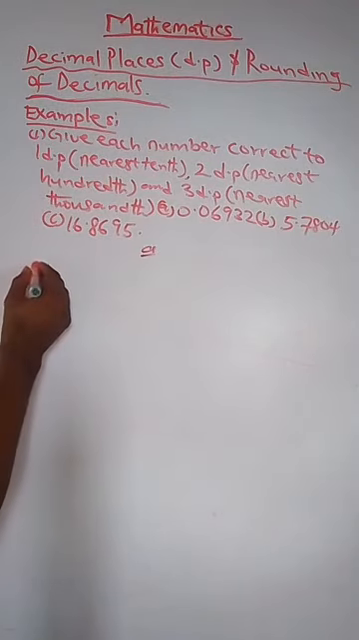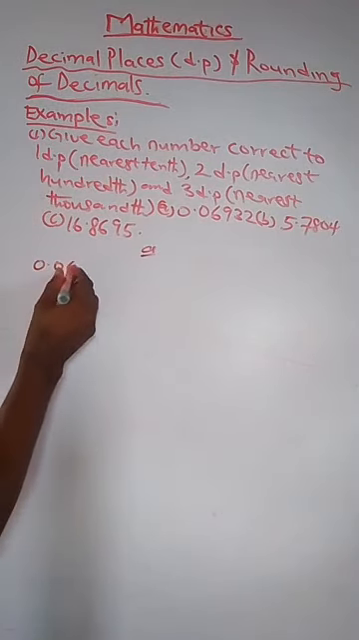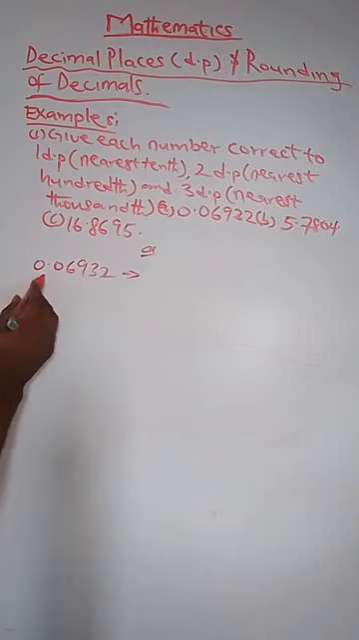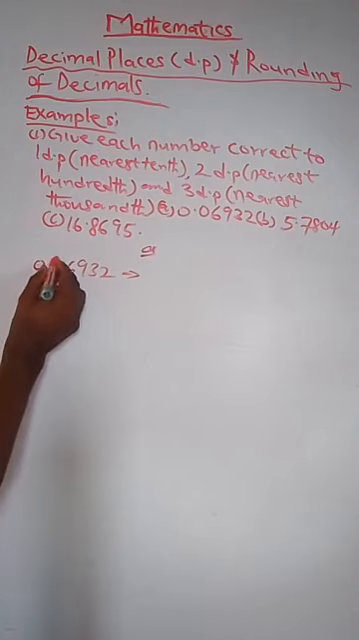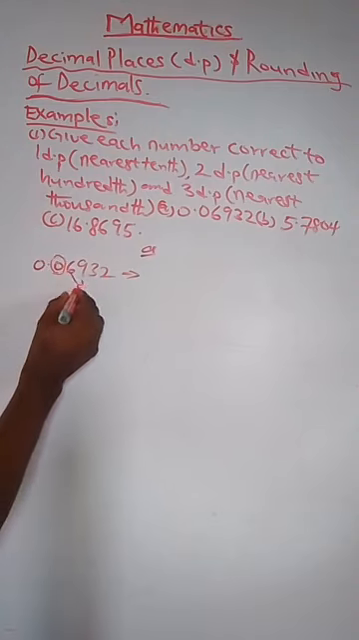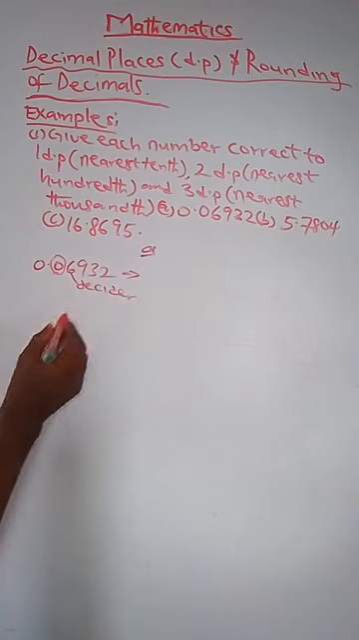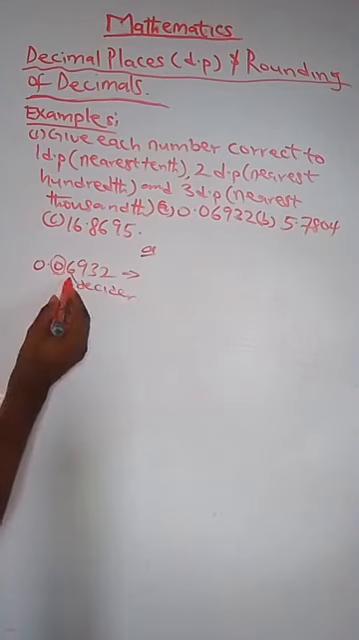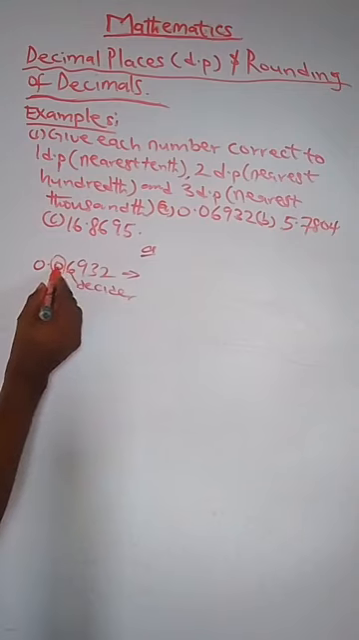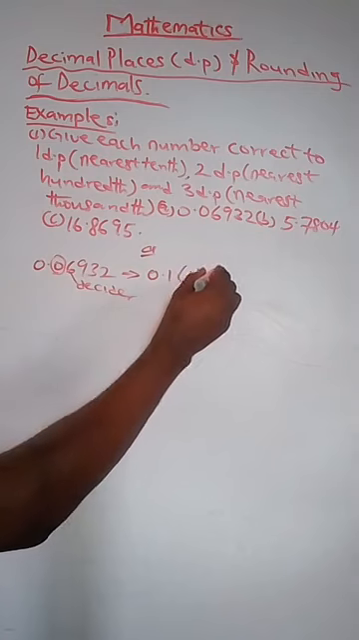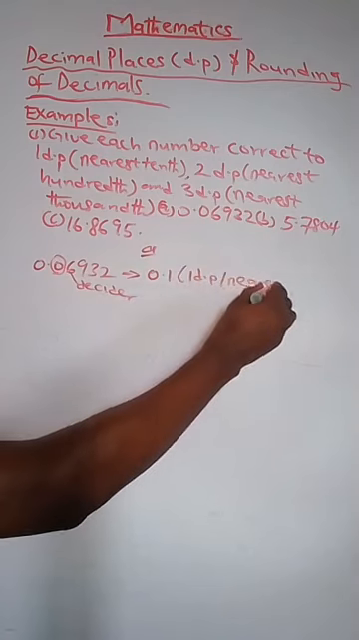A, 0.06932. So we want to take it to 1 decimal place. That is 1 digit after decimal. So this is where we are going. This is the decider. Right? Since the decider is 6, that is 5 or more, we round up. So we change this one to 1 and add it to 0. So 0.1, right? So this is to 1 decimal place or nearest tenth.